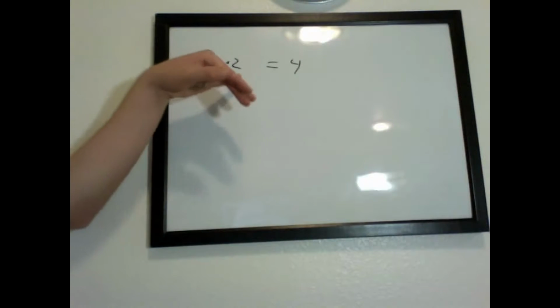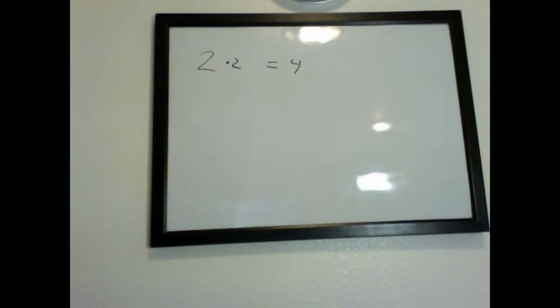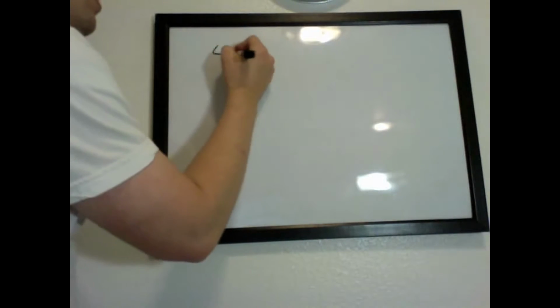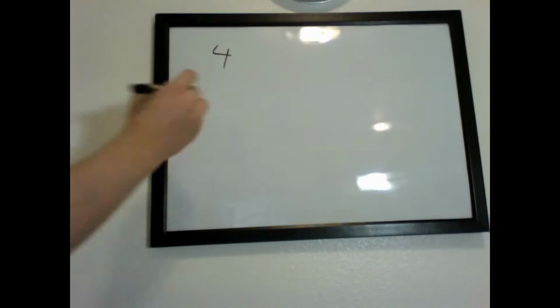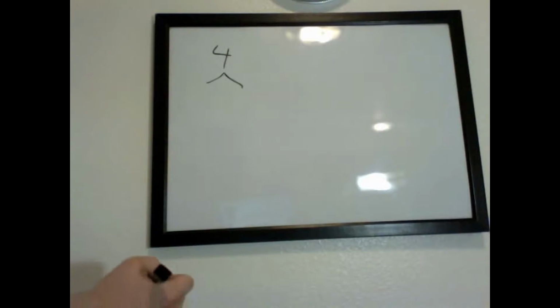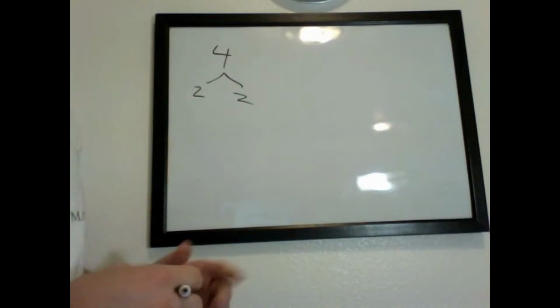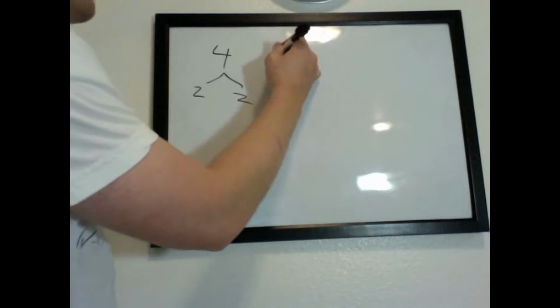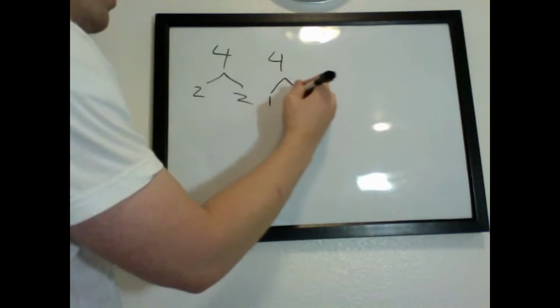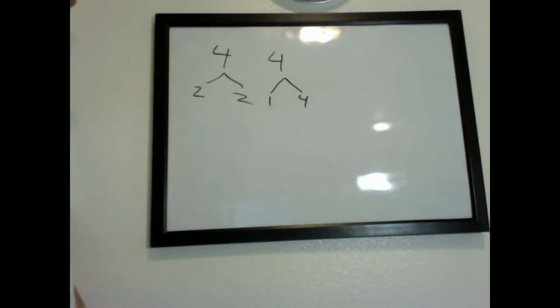So as I was saying, 2 times 2 is 4. Now, what if you just had the number 4, and you were trying to find the two numbers that go into 4? I would say 2 and 2. I just told you that, and you should probably know that. So what other ways can we factor this? Well, we can say 4 is also 1 and 4.